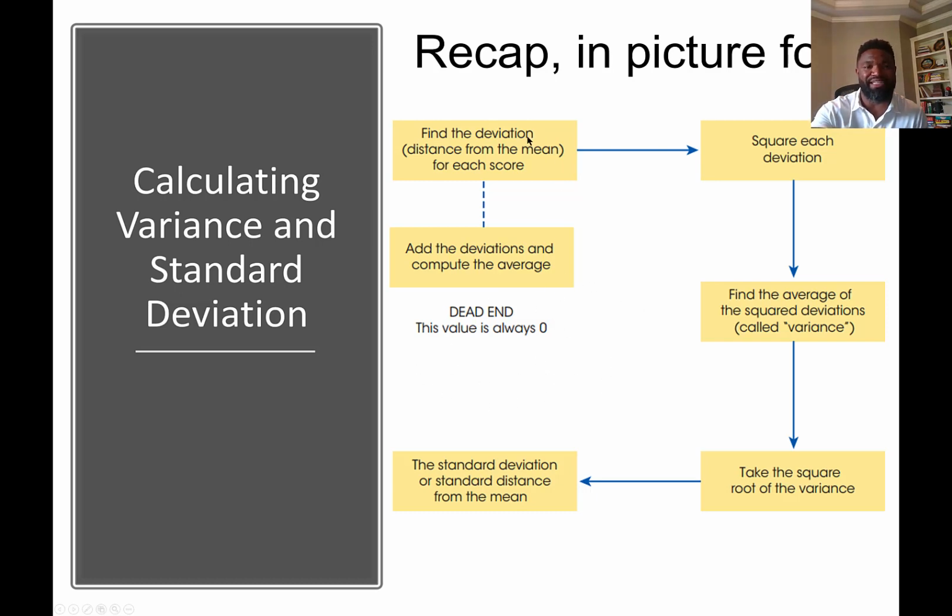So we have to do something different. We've got to get those deviation scores, right? And rather than just adding them and getting the average, we've got to square them first. And once we square them, that's going to get the average of them, right? So we have to get the average of those squared deviations.